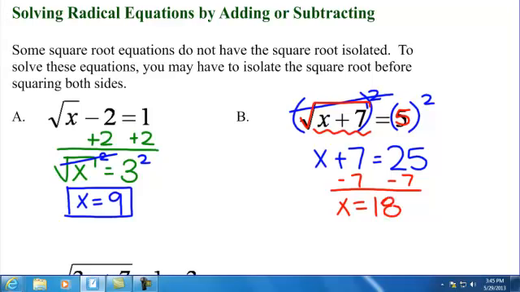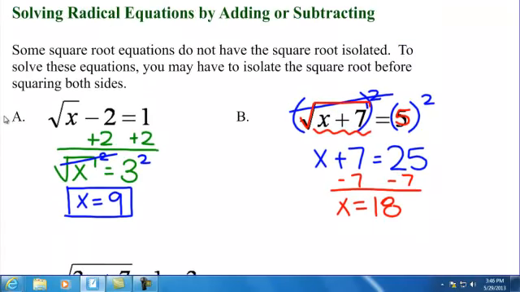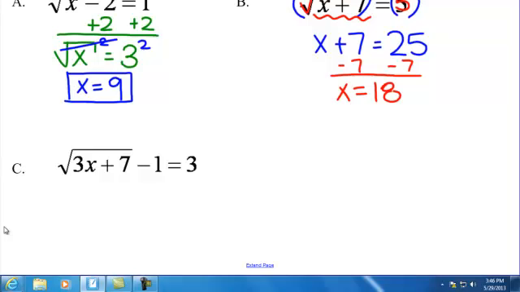And the awesome thing about solving anything at any time is you can always check your answer. If you plug 9 back into this first equation and plug 18 into the second one, you should make your equation true. And that's how you know you're doing it correctly. C has a lot of things going on with it. So pause the video, try it on your own, and then compare your answer with mine.